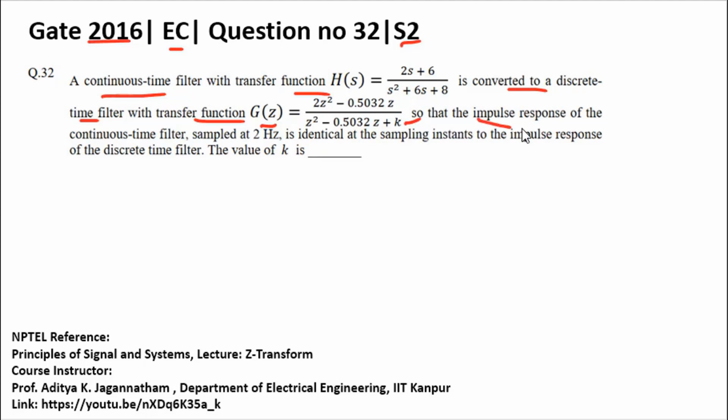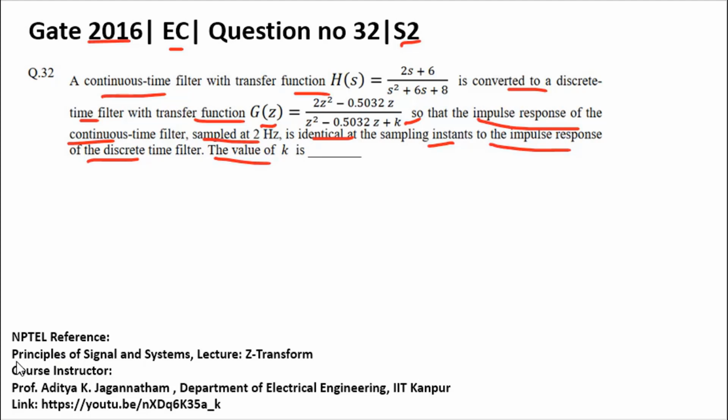Also, you are given that the impulse response of this continuous time filter is sampled at 2 Hz, and it is identical at the sampling instances to the impulse response of the discrete time filter. That is, this h(t), the impulse response of this continuous time filter, is converted to the discrete time filter response by sampling at 2 Hz. So you need to find the value of k.